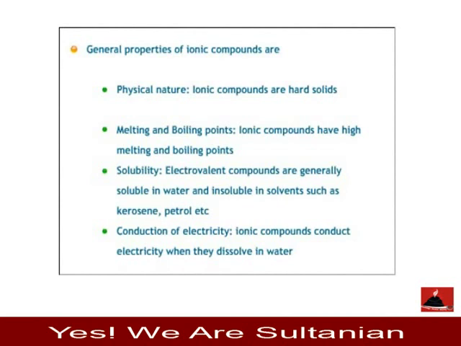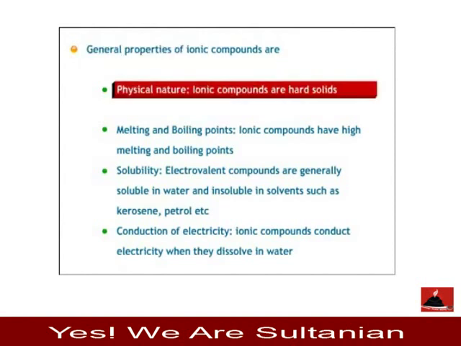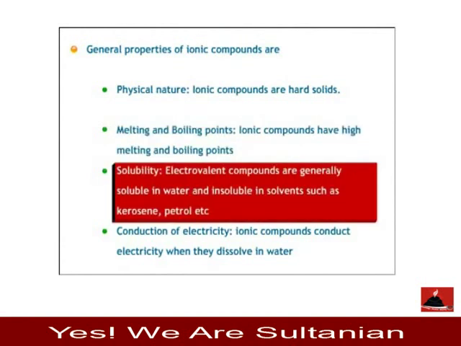Properties of ionic compounds. Ionic compounds are a combination of positively charged ions, cation, and negatively charged ions, anions. The general properties of ionic compounds are listed here. Physical nature. Ionic compounds are hard solids. Melting and boiling points. Ionic compounds have high melting and boiling points.